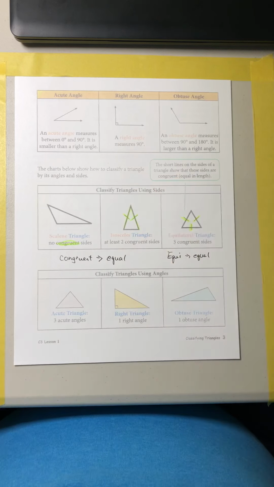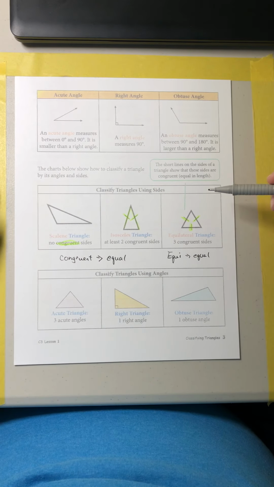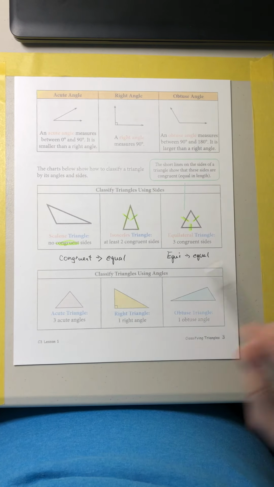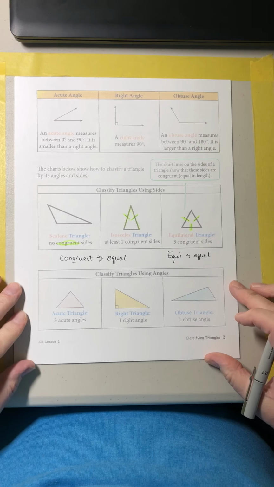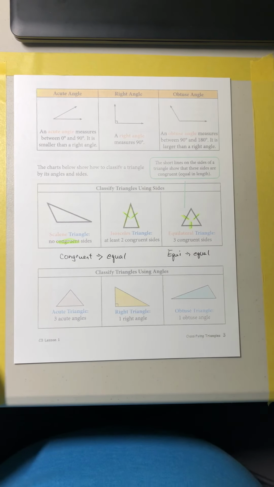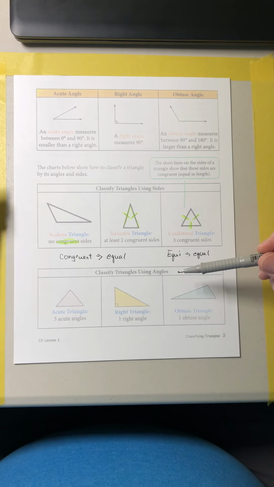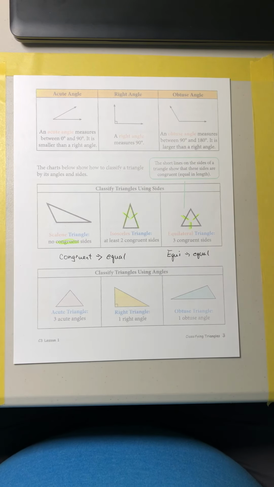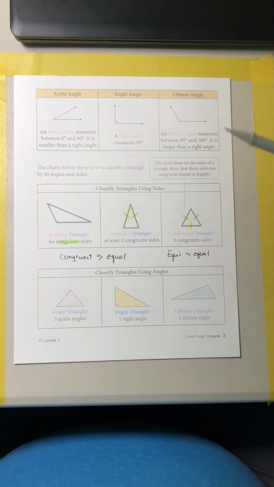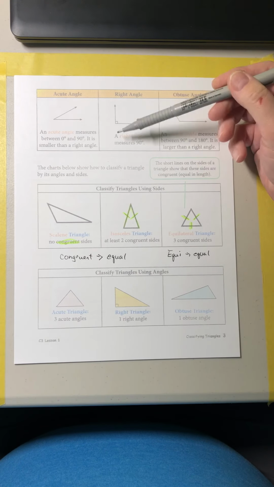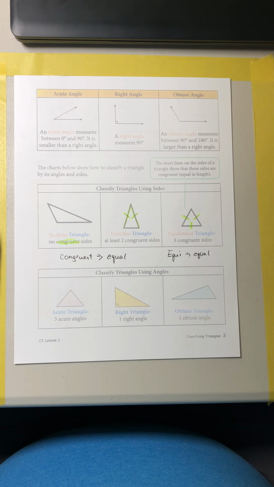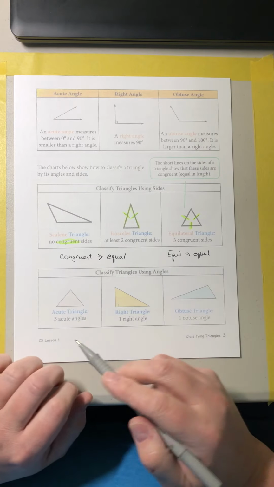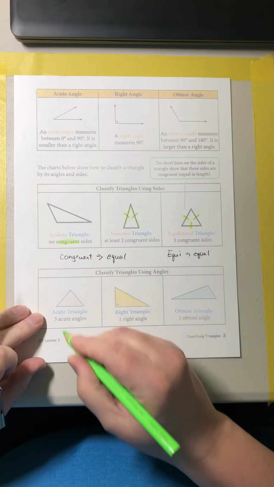So when we're trying to classify a triangle using its sides, we're looking for the little ticky marks. And if there aren't any ticky marks, then it's most likely a scalene triangle. Another way we can classify triangles is using the inside angles. We just did work on types of angles. So acute angle, less than 90; right angle, perfect 90 degrees; and obtuse is greater than 90 but less than 180.